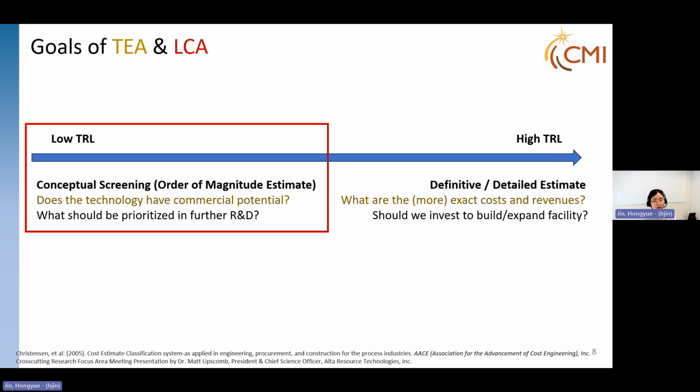As opposed to that, for higher level TRL, we want to have more definite or detailed estimates. Then we will want to know more or less exact cost and revenue, and whether we should invest to build a facility, whether we need to expand the facility, how we should value the project, so that we can negotiate how much equity we need to give away for how much of a cash investment. So kind of valuation decision, investment decision, more of a strategy.